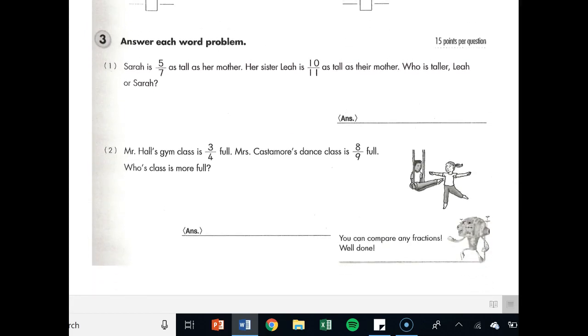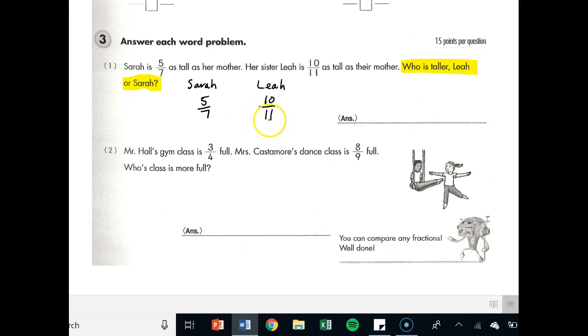So Sarah is 5/7 as tall as her mother. Her sister Leah is 10/11 as tall as her mother. Who is taller, Leah or Sarah? So we are comparing, because we got the phrase who is taller, Leah or Sarah. We're comparing Sarah at 5/7 versus Leah at 10/11. And then I'm going to use butterfly method.